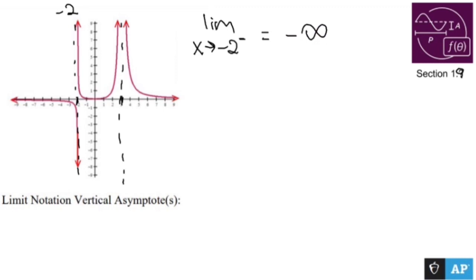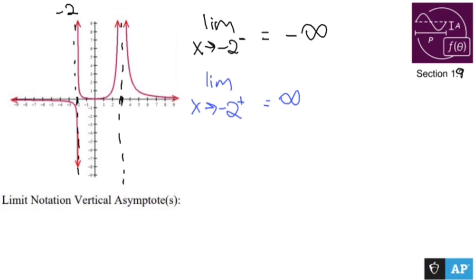Now, I'm going to do the same thing, but I'm going to approach -2 from the right side, so I put that little plus sign up here. As I'm going to -2 from the right side, I'm going to ignore all this stuff. I'm heading towards -2, and as I go towards -2 from the right, I'm shooting upward, which is +infinity.